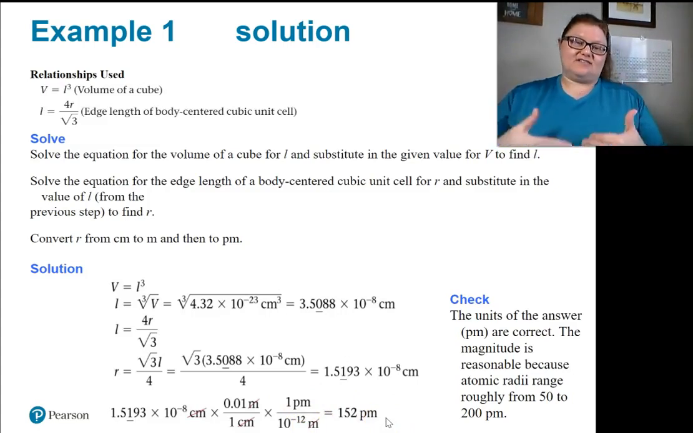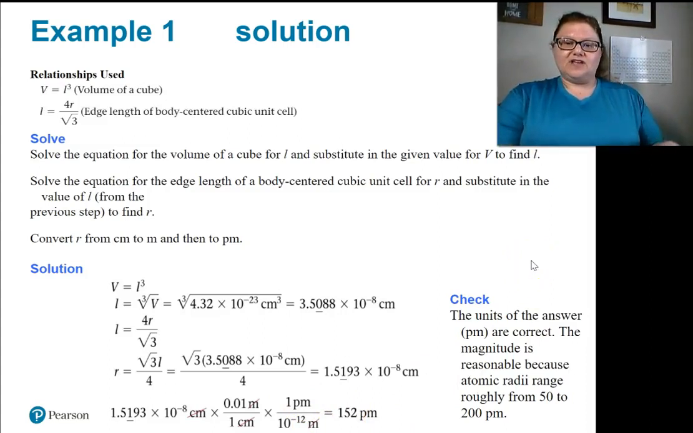Now, another good practice is to check that your answer makes sense. And so they have a check here. The units of the answer in picometers are correct. The magnitude, the 152, is reasonable because the atomic radii range roughly from 50 to 200 picometers. So just doing a Google search and finding what the typical radius is of an atom. It's going to vary with what atom you're looking at, but they're giving us a pretty big range here of 50 to 200. And so the 152 is within that range. This is a probable answer. Okay, so it makes sense.